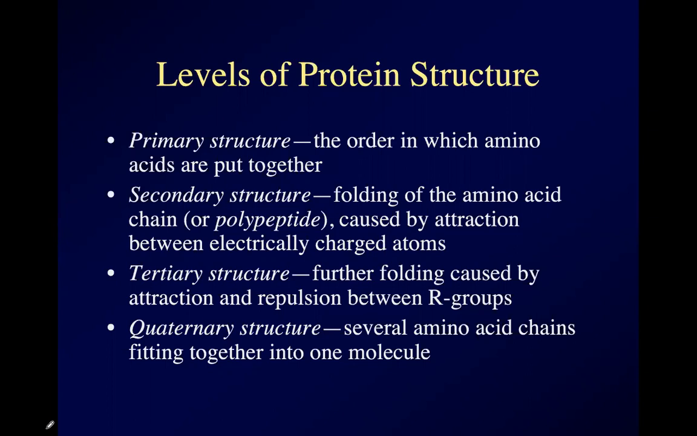That folded chain starts folding again, and that's caused by electrical attraction or repulsion between different R groups, and we call that tertiary structure. And then, as if that's not enough, you very often take several separate chains of amino acids. Each one of them folds into a shape determined by the secondary and tertiary structure. And then those folded chains all come together to make an even larger unit. Several separate chains of amino acids will fit together into one molecule, and we call that the protein's quaternary structure.